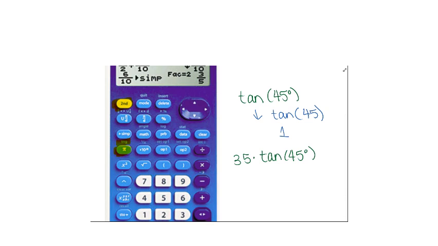If you want to do 35 times the tangent of 45 degrees, you can go to tangent 45 just like we did. And after you see that on your screen, just type in times 35 and hit enter, and that should give you 35. So that's how you use your trig keys.